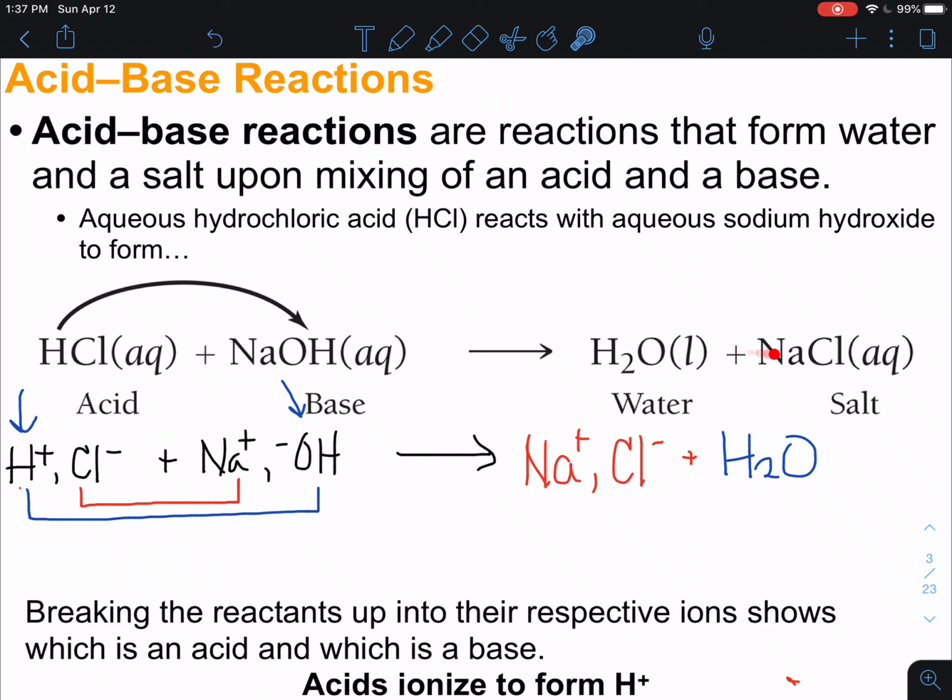This is the molecular equation right here. Again, what ends up happening is this acid and base mix to form water, so here's our H2O and a salt. A lot of times the salt is soluble, okay? And since the salt is soluble, we break it up down here for our complete ionic equation.